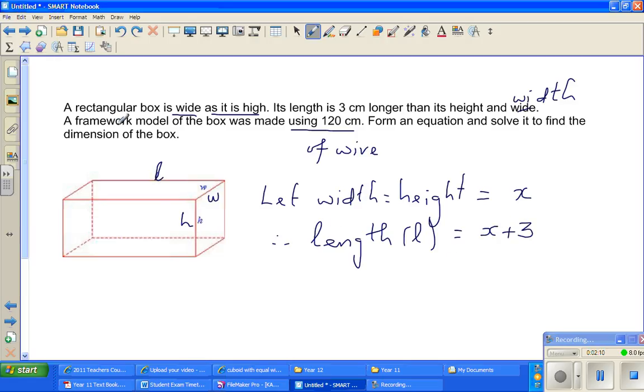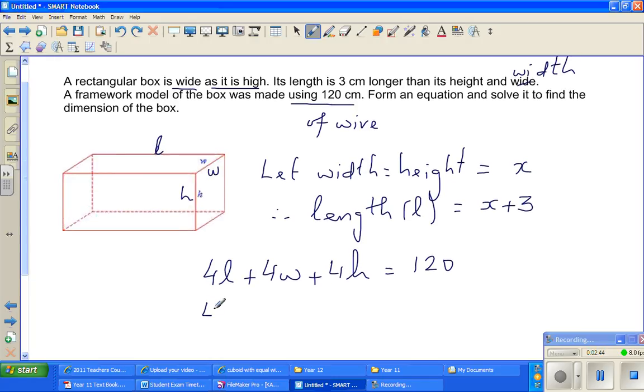Now what does it say? We need 120 centimeters of wire to make the frame. Now to make the frame with wire, how many lengths do you have? You have 1, 2, 3, 4 lengths. So I can say 4L, plus how many widths do you need? This is your width, so 1, 2, 3, 4. Plus 4W. And how many heights do you need? You have 1, 2, 3, 4. Each of them you need 4 times. So 4H is equal to 120.